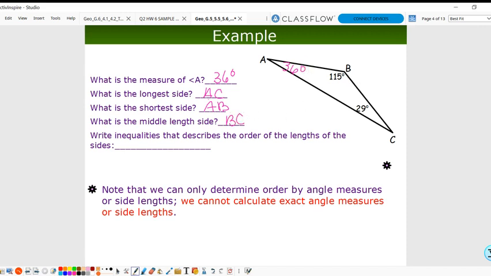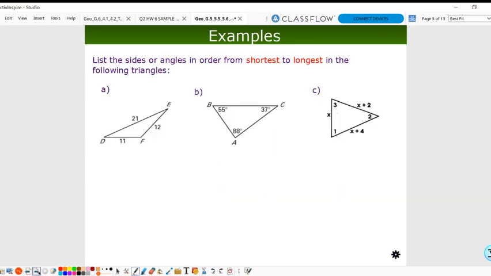It says write an inequality that describes the order of the lengths of the sides. So I'm going to start with my least side, which is AB. AB is less than BC, which is less than AC. We can only determine order by angle measures or side lengths. We cannot calculate the exact angle measures or the side lengths. So even if we don't know what these lengths are of our triangle, we just know the order of the lengths. Small to large, large to small.